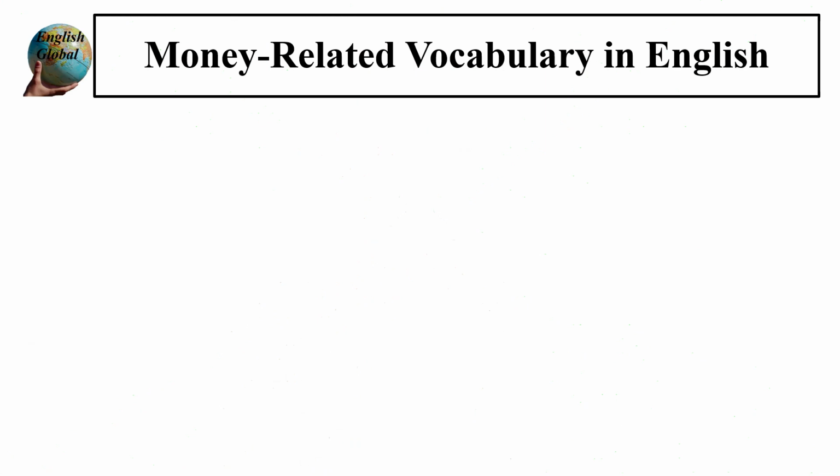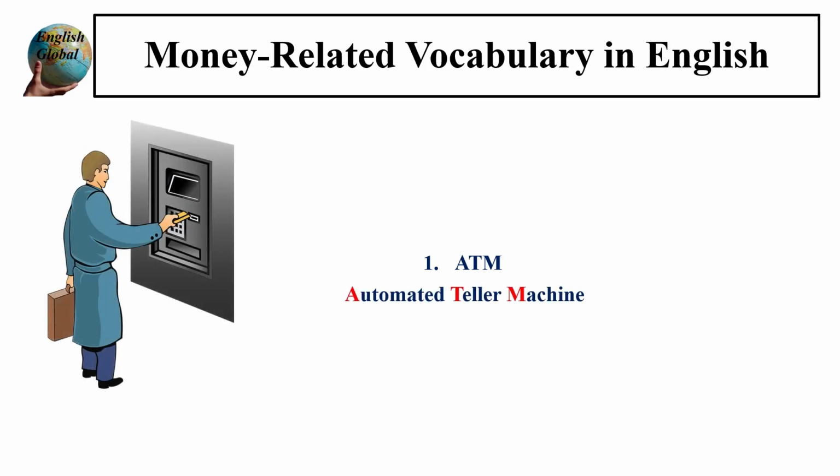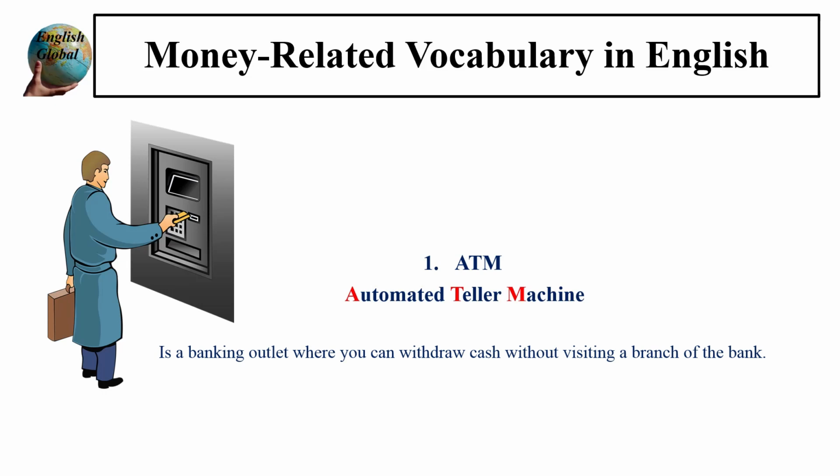Okay, let's begin with ATM. What does it mean? ATM means automated teller machine. In short, that means automated teller machine. ATM is a banking outlet where you can withdraw cash without visiting a branch of the bank. Here you can see outlet and withdraw. Outlet means kind of like a point, a banking point, and withdraw means to take the money out.